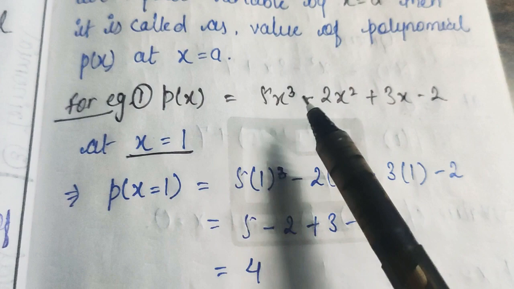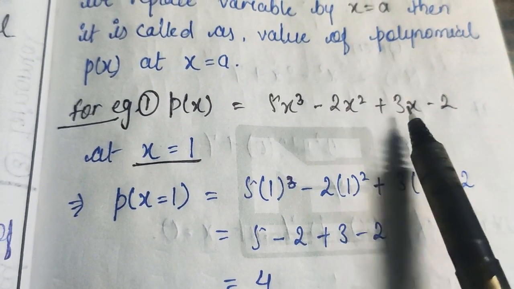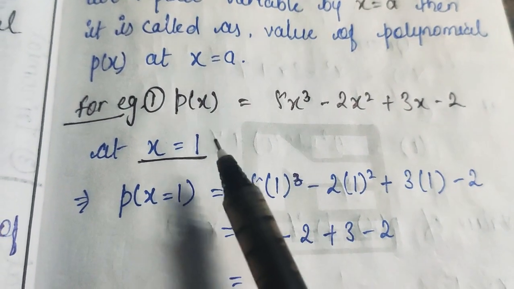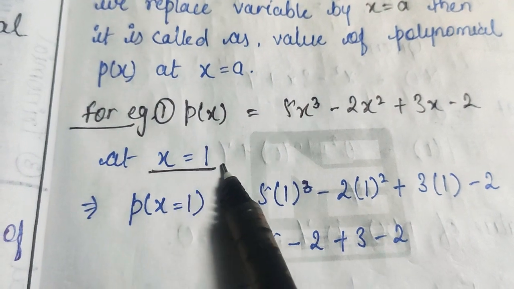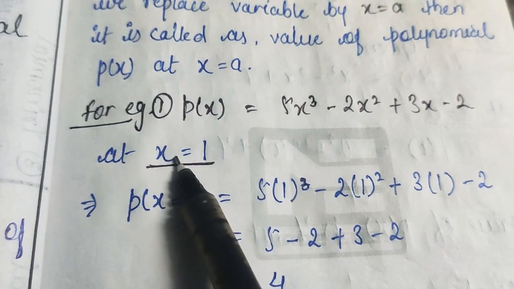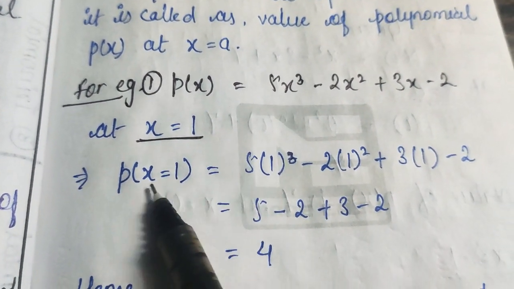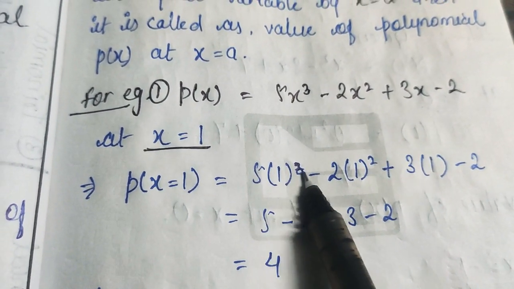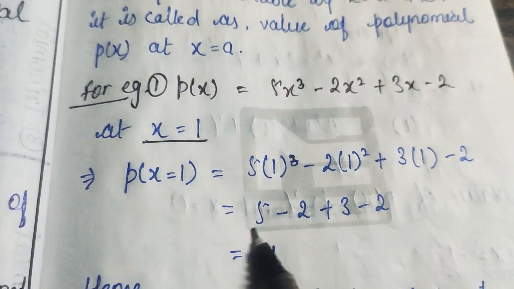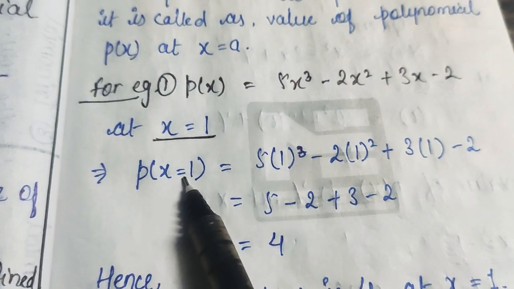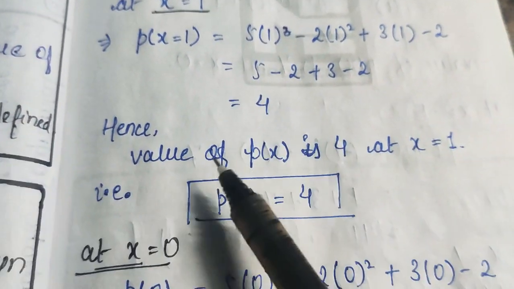Here we have an example: p of x is equal to 5x cube minus 2x square plus 3x minus 2. We need to find the value of this polynomial at the point x equals 1. So we will simply replace x in the polynomial by 1. Here you can see 5 into 1 cube minus 2 into 1 square plus 3 into 1 minus 2 gives you 4. So the value of the polynomial at the point x equals 1 is 4.